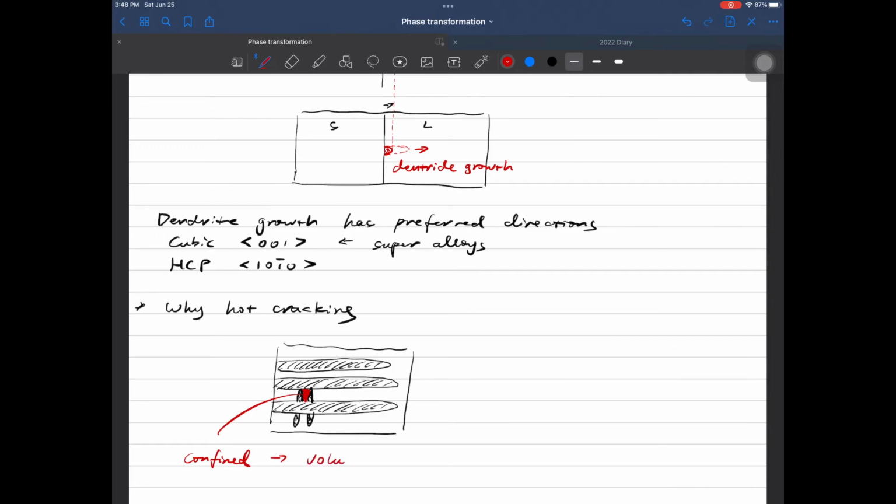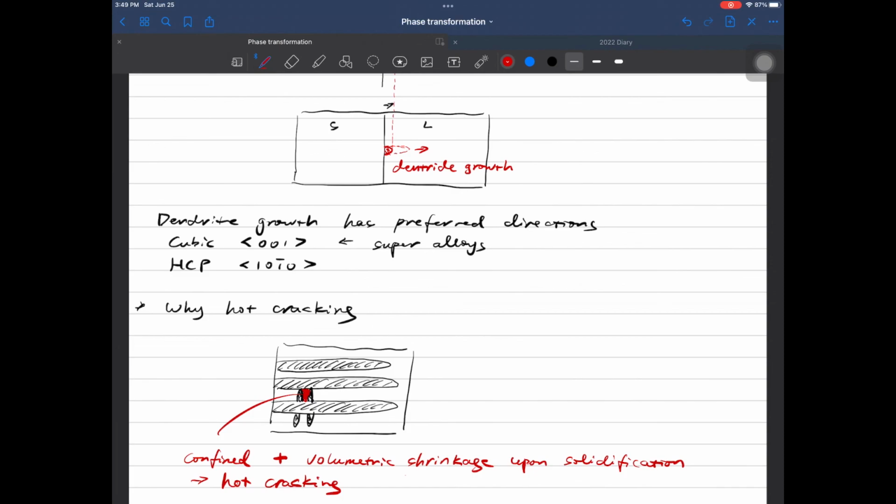If we cool down the system further, the liquid phase will also turn into solid. During the phase transformation, there is a volumetric shrinkage because the solid phase has a higher density compared to the liquid phase. The combined effect of trying to shrink as well as being confined in volume leads to cracking, and this cracking is called hot cracking. Hot cracking is detrimental to the welds as well as 3D printed metals.